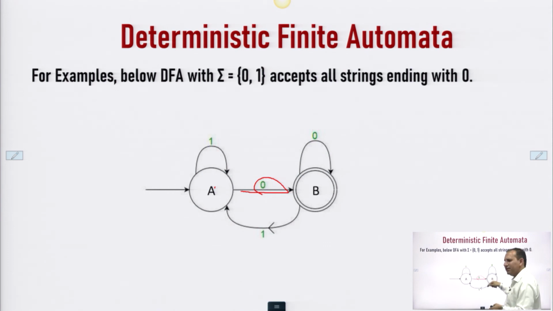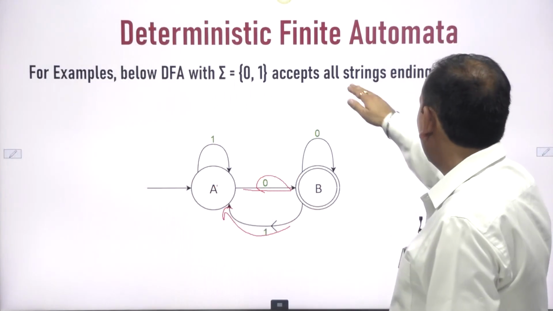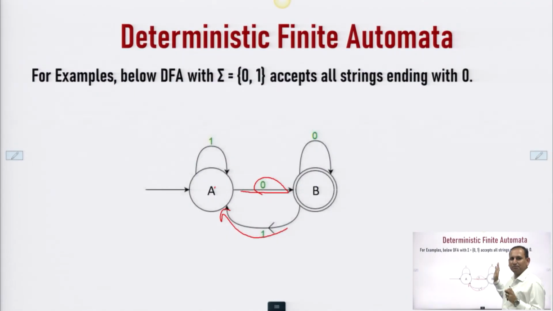So, if I get a 1, I will leave the final state and go back to state A, which was the initial state. So, we can say that we will remain in the final state only when we are reading 0 0 0, because this DFA is for one particular language, which says all strings ending with 0.